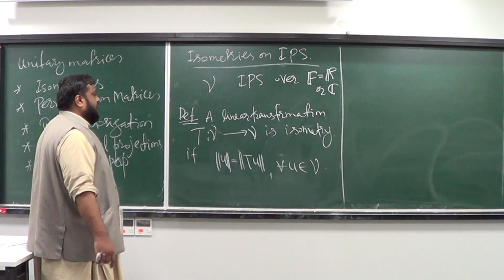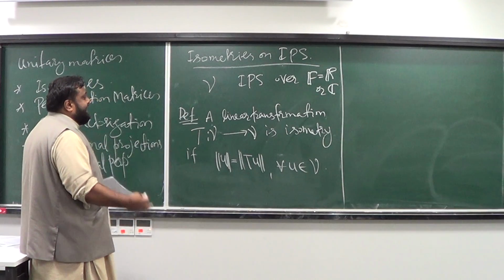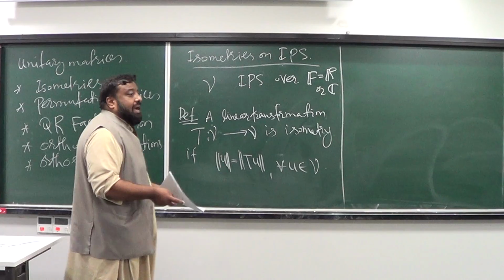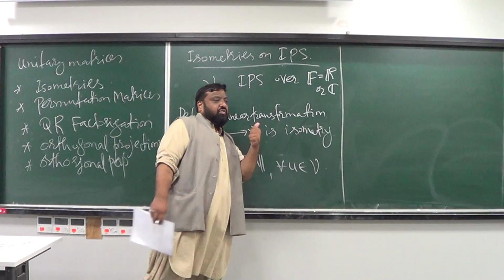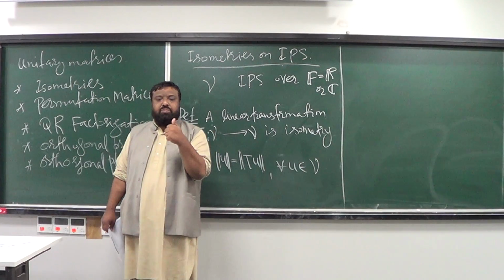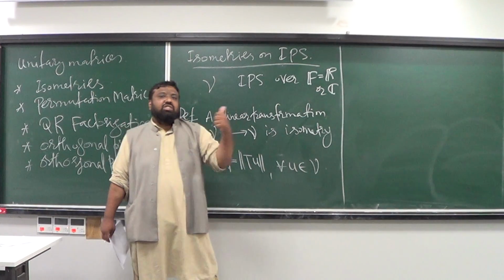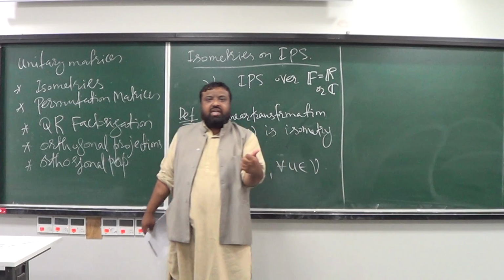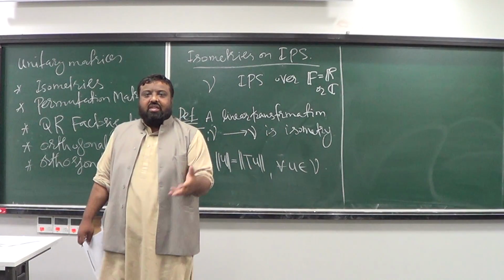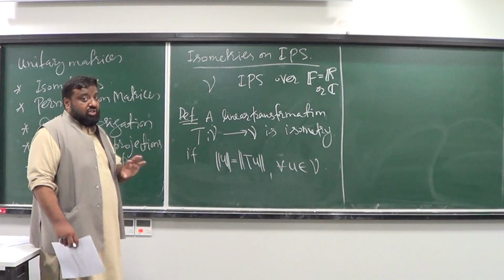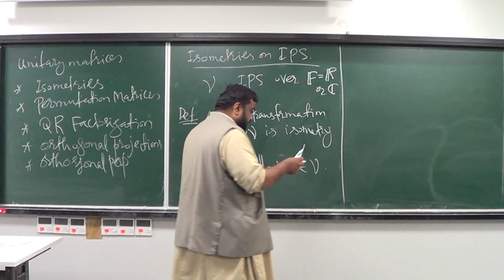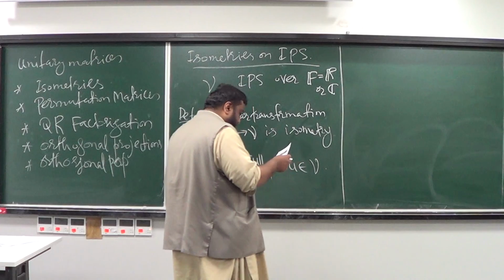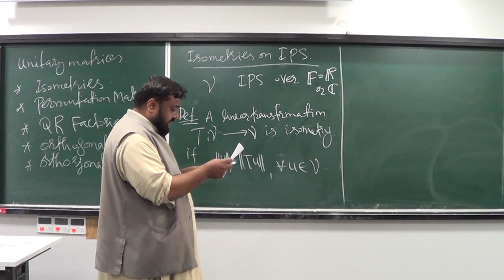So what is an isometry? An isometry is a size preserving map. It's a magnitude preserving map actually. Under it, if you take a vector and compute its magnitude, and then transform that vector and compute its magnitude, it turns out the magnitude of the vector is not changed actually. So this is really the size preserving map.